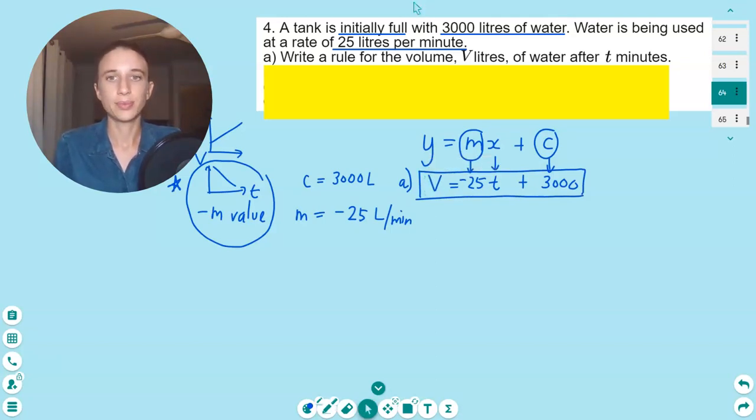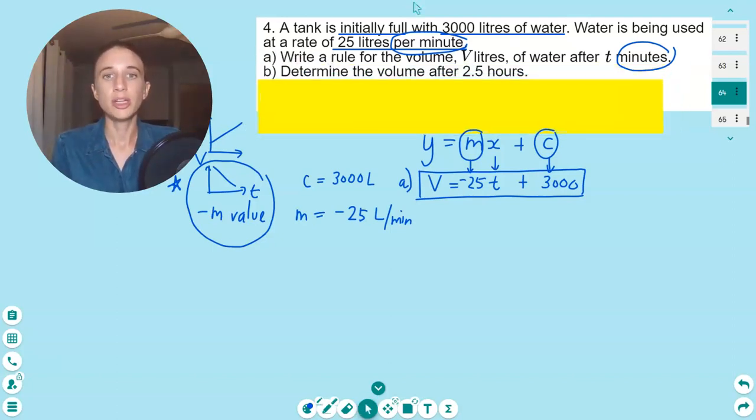Okay, what's next? Just checking those units, it was per minute and we were asked for minutes, luckily, because I'm not in the mood to convert to seconds again, I tell you. Now, determine the volume after 2.5 hours. Oh no. Well, they're just making me convert because they're doing hours. Okay, it's fine. I can do this.